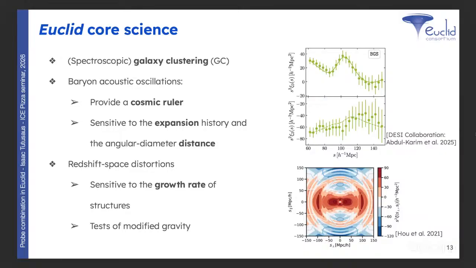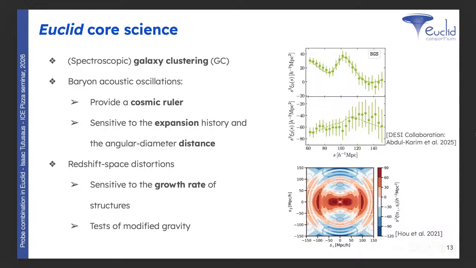So here we see the monopole of the correlation function, some details, but basically this is telling you the probability of finding galaxies at a given separation. And you see there is an excess here. There is a peak. So this is the peak of the baryon acoustic oscillations.